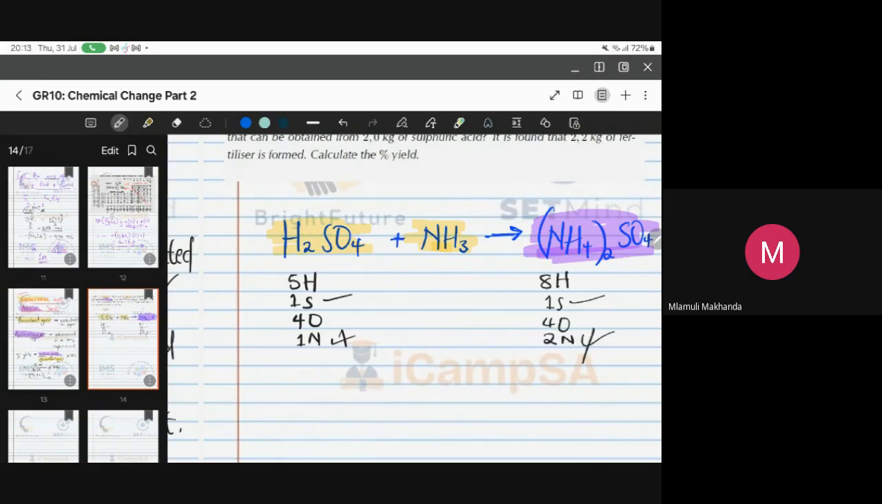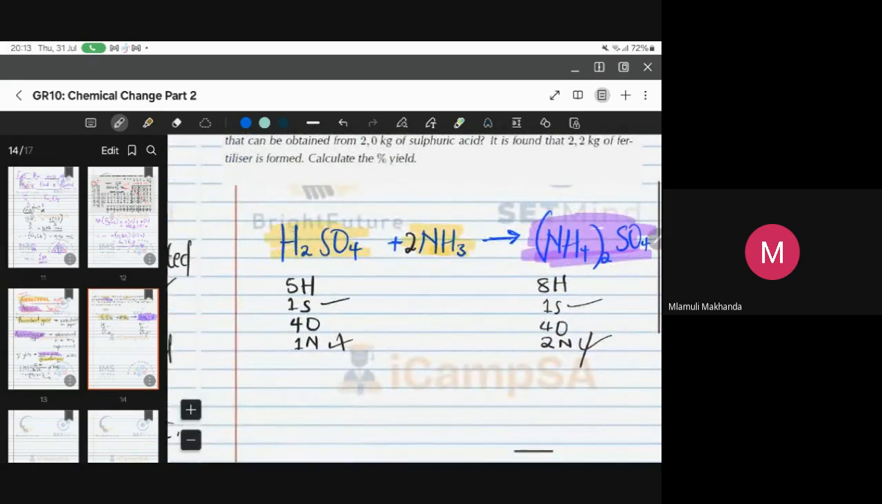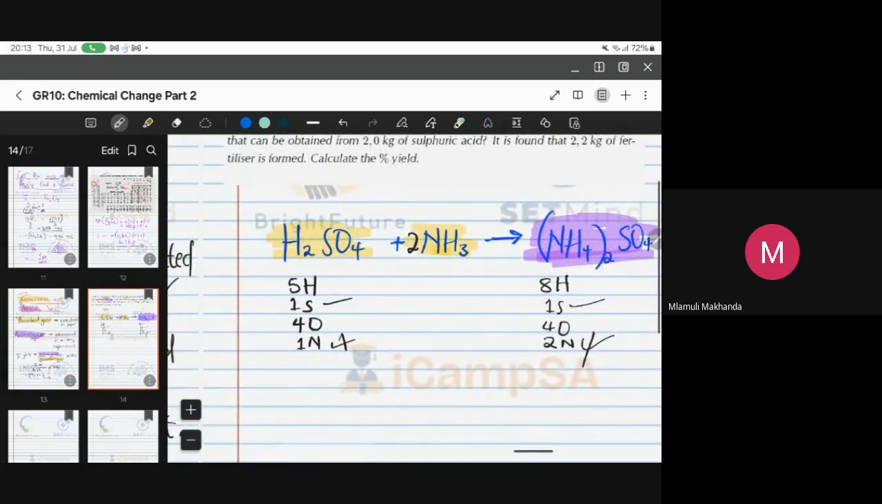So let's balance N. We need to put a 2 here because we have 1 N this side on the reactants and 2 N on the other side. However, putting a 2 on this N affects the hydrogen as well. So now we have 6 hydrogen here plus these 2 hydrogen there, making it 8 hydrogen. And we have 1 S still, and we have 4 O still, but now we have 2 N. Let's compare it with the product. Okay, 8, 8, 1, 1, 4, 4.